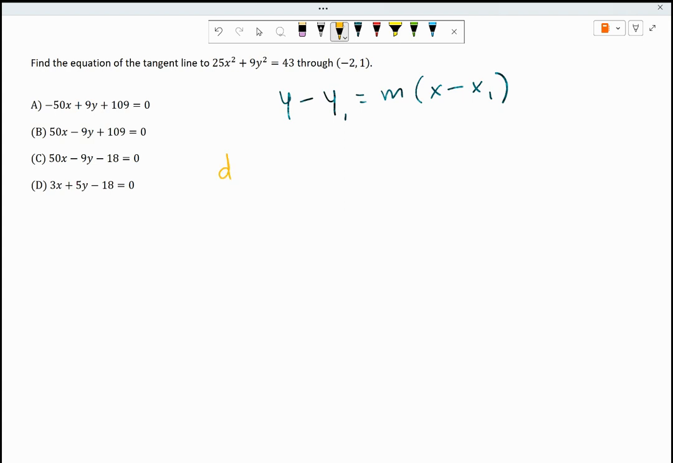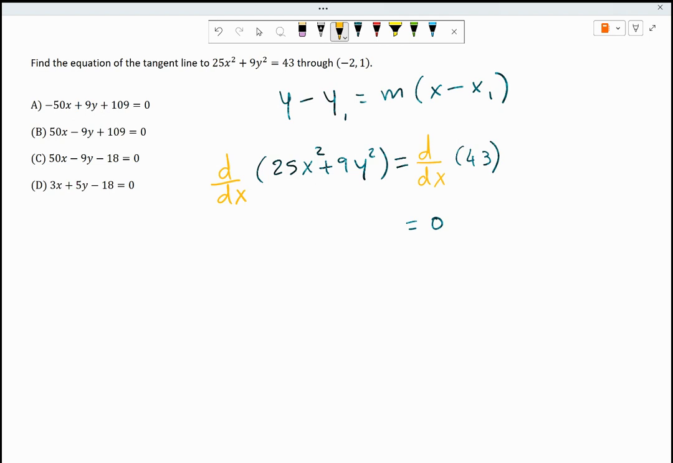So what we're going to do is take d dx of one side of the equation, that's 25x squared plus 9y squared. We're going to set that equal to d dx of the other side, d dx of 43. Now the right side is pretty straightforward. The derivative of a constant is going to be 0. A constant doesn't change. And on the left-hand side, we're going to just take the derivative term by term.